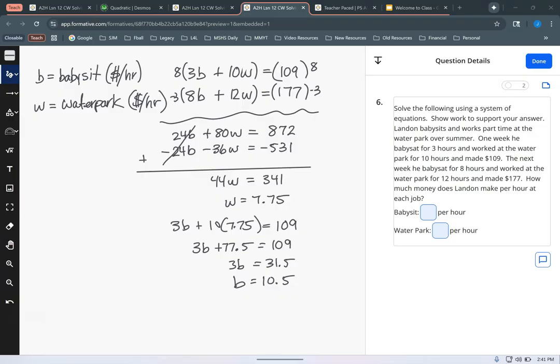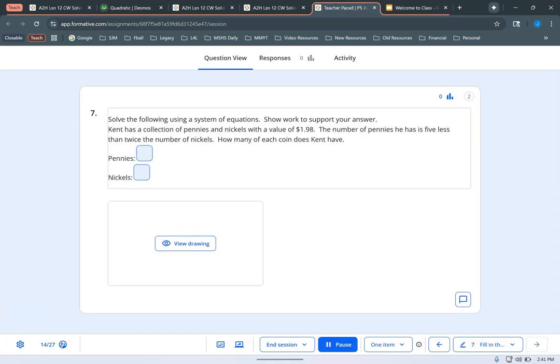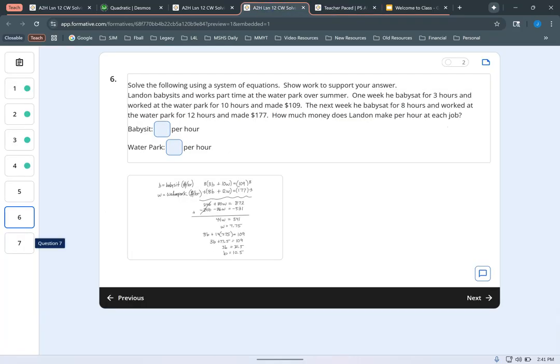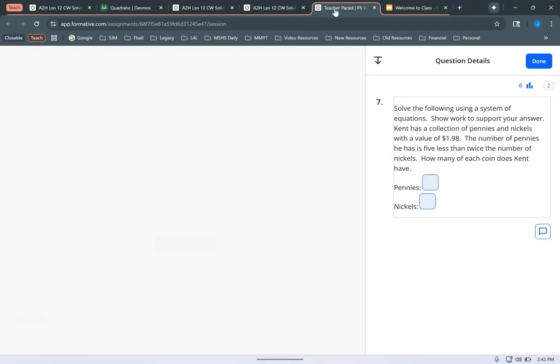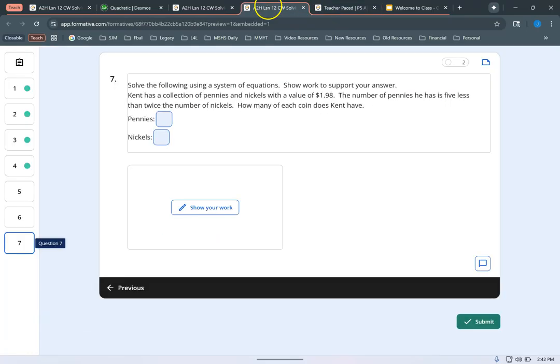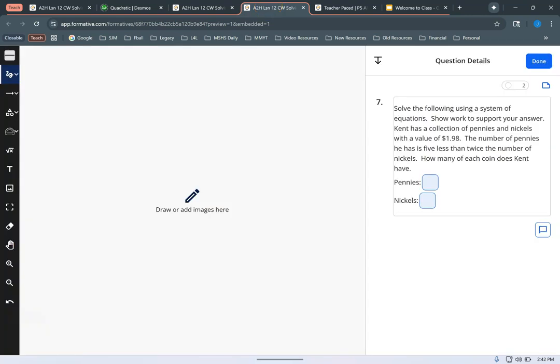I got one more that we're going to do together here in class. Here we go. So this time, we're solving this with a system of equations. Show work to support our answers. Kent has a collection of pennies and nickels with a value of $1.98. The number of pennies he has is 5 less than twice the number of nickels. How many of each coin does Kent have?